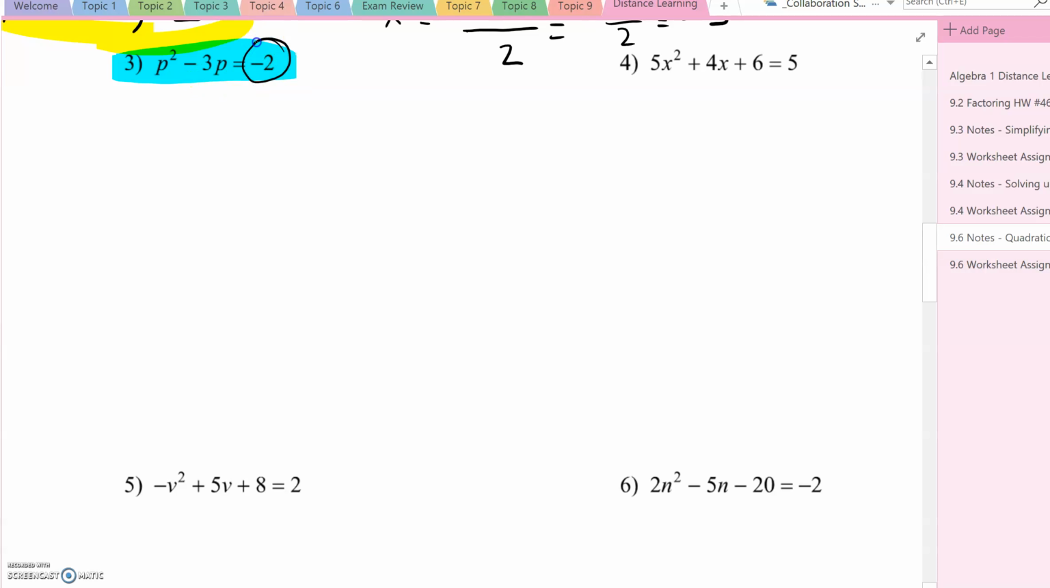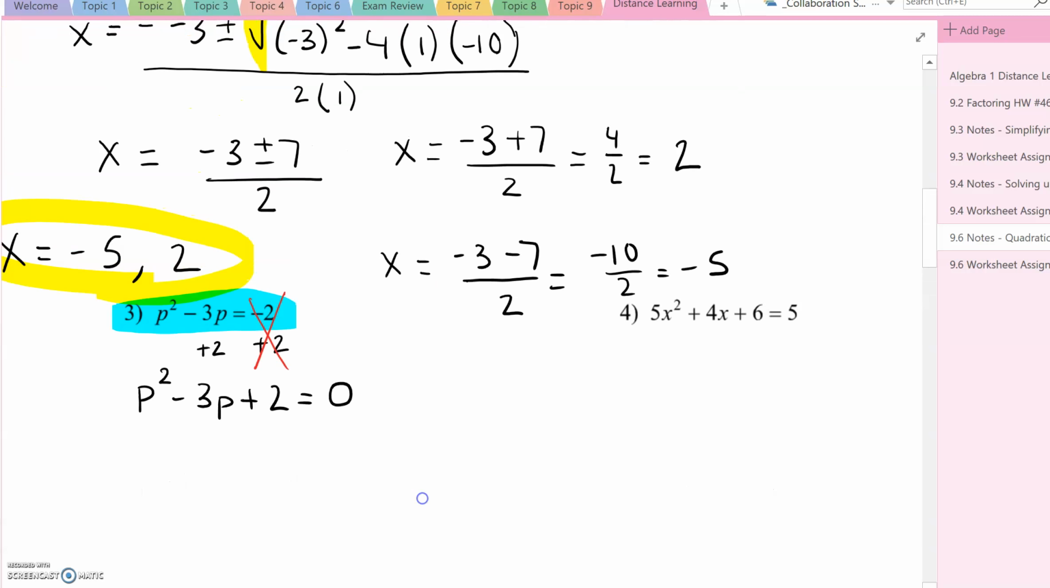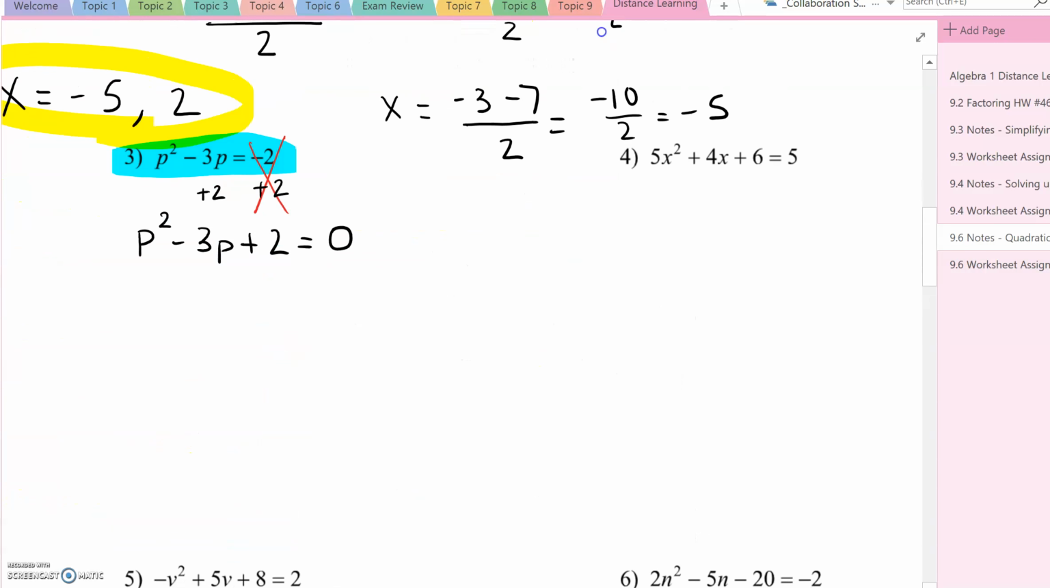This negative 2 is on the side completely by itself. We don't want that 2 to be by itself. We want that 2 to be with everything else. So how do I move a negative 2 over to the other side? I would add 2 to both sides. So I'm going to end up with a negative 2 and a positive 2 canceling each other out. So I get p squared minus 3p plus 2. When things cancel out, that means they equal 0, right? So that should match now the format of our problems above.